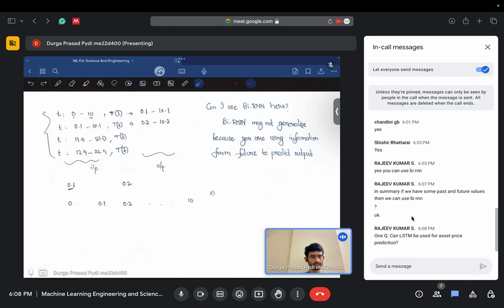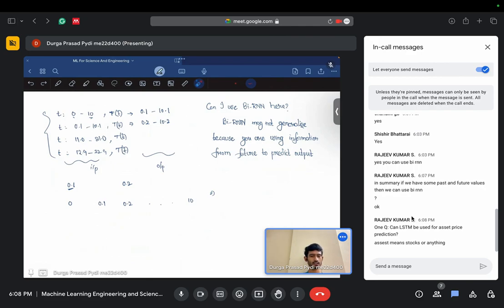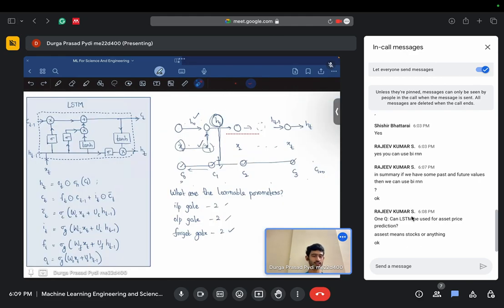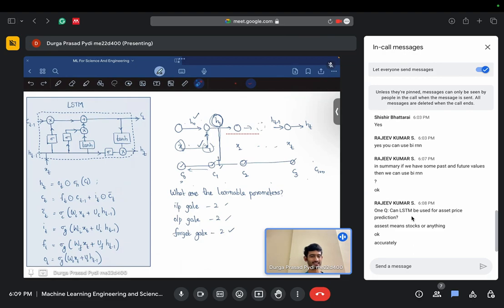Can LSTM be used for asset price prediction? It's a very generic question. It depends on the data you use and things like that. You can use LSTM, that's the only thing I can say, but I cannot tell you whether it's the best model to use, because after LSTM there are several other architectures that have been introduced.